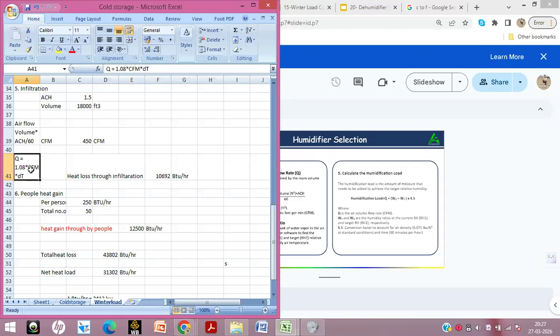But for this condition, it's different. Our air is continuously blowing, like we are calculating for infiltration. So we got how much airflow has happened. Okay, so 450 cfm is the airflow.